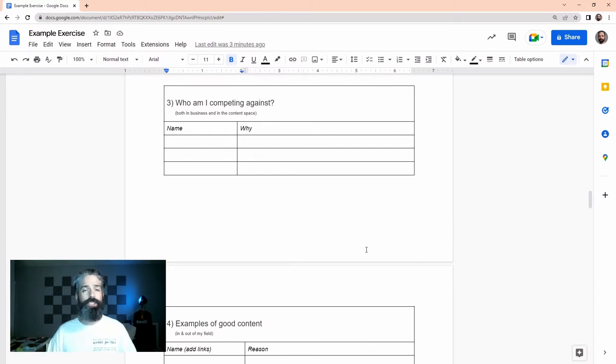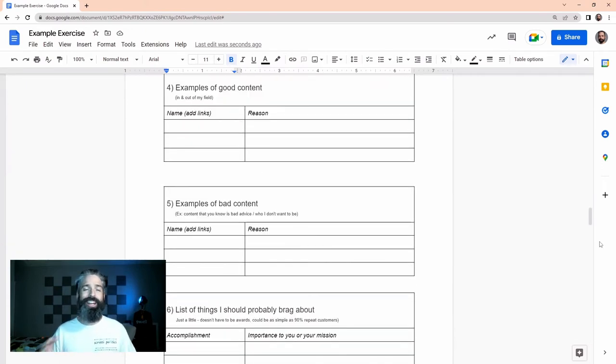People only have so much time to give, and you need to understand who you're up against when competing for that time. Again, we have a name column, so you could put in a brand, you could put in a person, you might even put in a technology. In the why column, you're putting why you see that as competing for your customer's attention, so you can better understand what you're putting into the world and the related content your potential customers may have consumed before or after they find you.